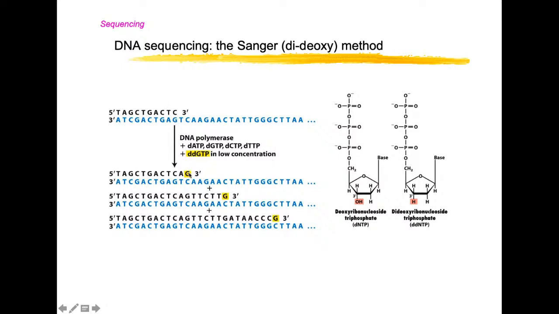So it will make G. It will keep going, producing until the ddGTP is incorporated. It will stop the reaction at that point. So dNTPs will be like this and ddNTPs will be like this.